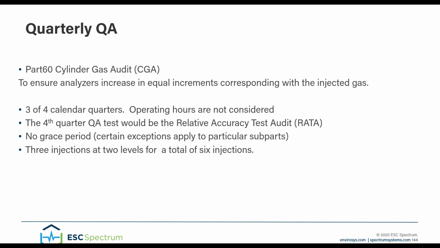Now, if you have a parameter that falls under both Part 75 and Part 60, there is what's called the harmonization rules. And the harmonization rules state that you can do the more stringent test of the 2 to satisfy the needs for both. So basically what that means is that you can do the linearity, and that will satisfy both the CGA and the linearity requirements.